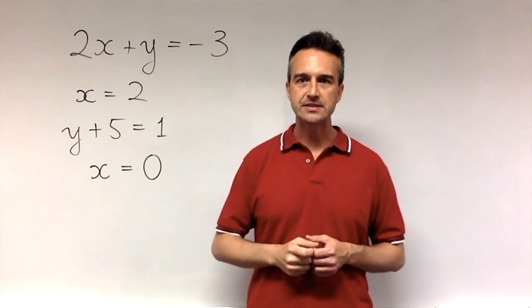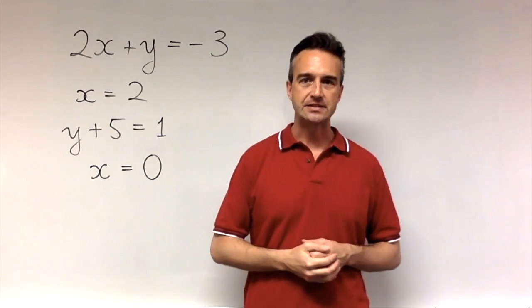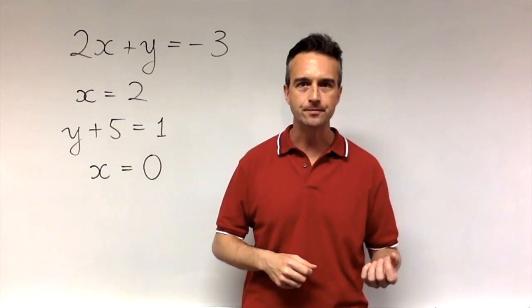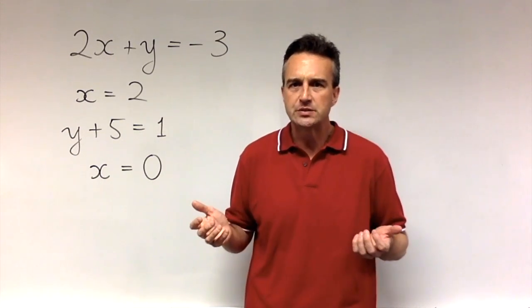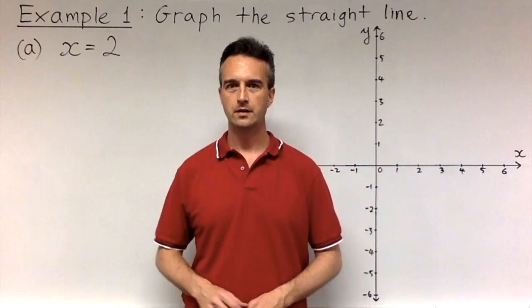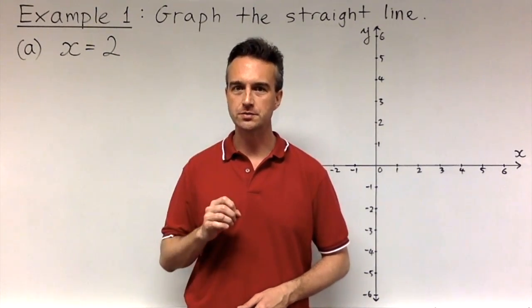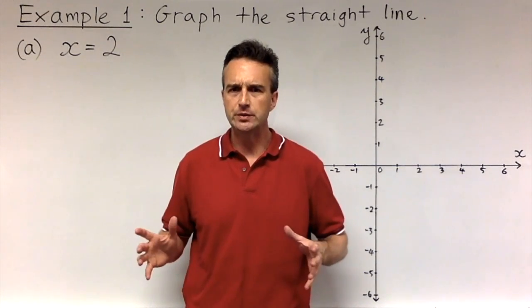This one only has an x in it. This one only has a y in it. This one only has an x in it. If an equation only has an x or only has a y in it, it's going to be a vertical or a horizontal line. But which one is which? Let's find out. Of those three equations before that were vertical or horizontal, let's look at the first one, x equals 2. Where do we start?